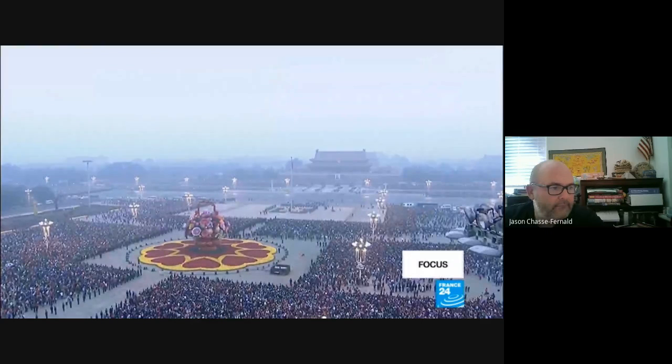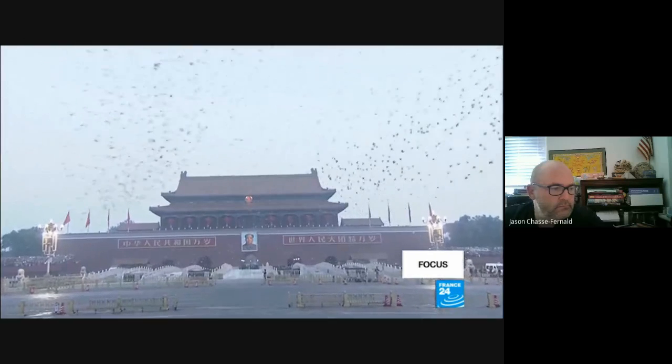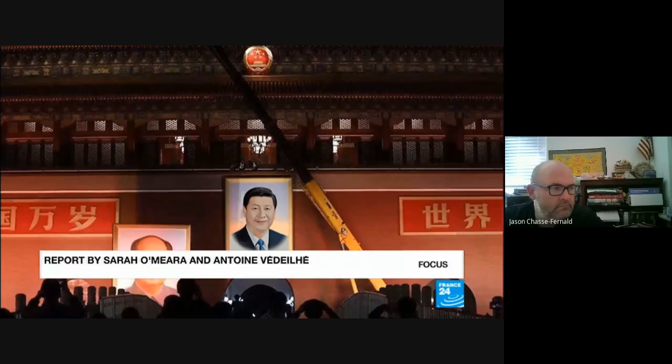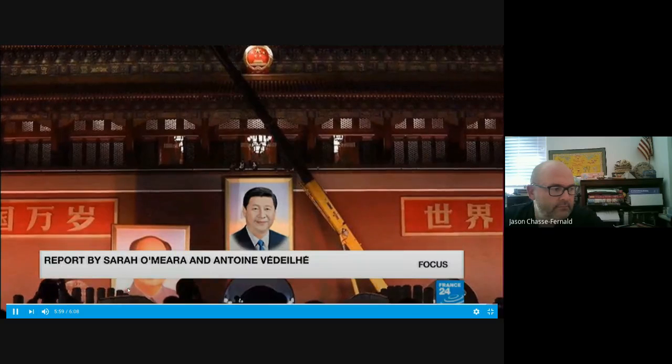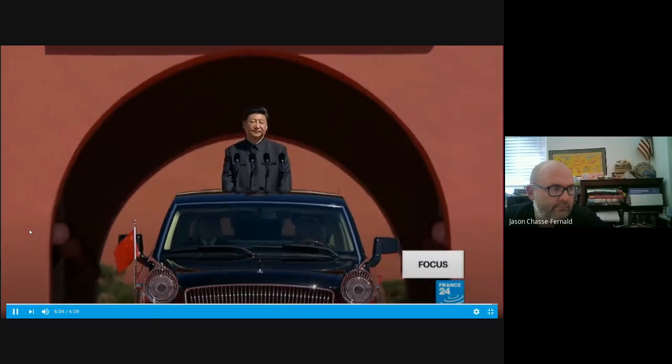Since the change in the constitution, a photo montage has circulated on Chinese social media. Xi Jinping's portrait replaced Mao's portrait at the entrance of the Forbidden City in Beijing, an image that was quickly censored. You can't joke with the new emperor of China.